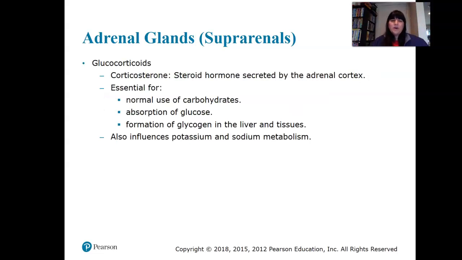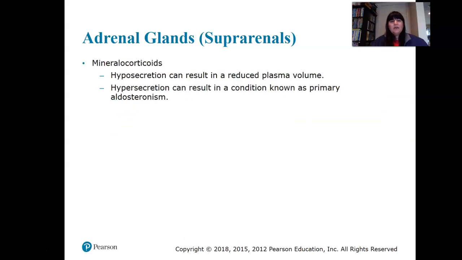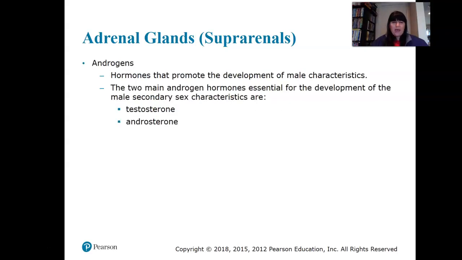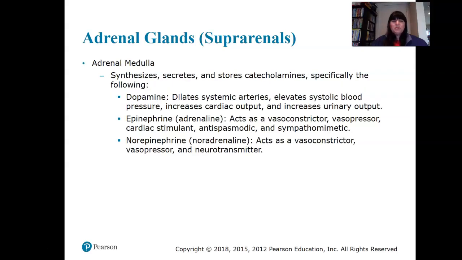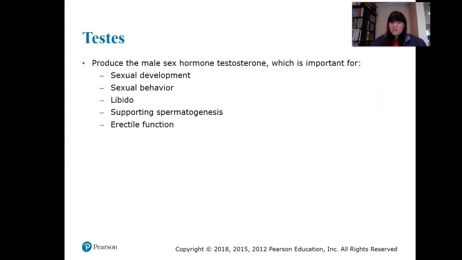Glucocorticoids, corticosterone, mineralocorticoids, so it has to do with homeostasis again. Hypersecretion, so it talks about the problems we can have. Androgens, testosterone, androsterone. The adrenal medulla has to do with dopamine. So again, epinephrine, norepinephrine. We already talked about that with the fight or flight. Ovaries with the estrogens and progesterone, we already talked about that.